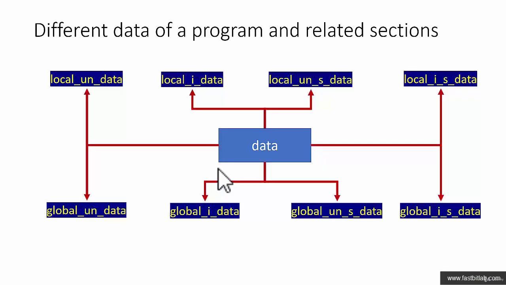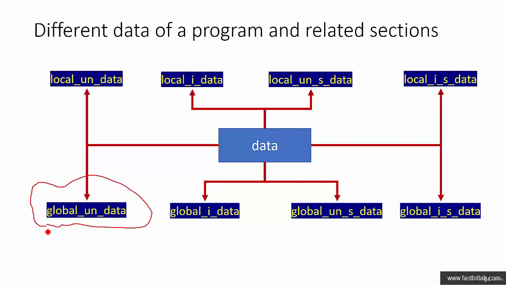Hey, welcome back. In this lecture, we are going to explore different types of data in a program. Data comes with different variations or types. Here in this diagram, you are seeing such variations of data. First of all, data can be global data. Let's start from here, global data. And that global data can be either initialized or uninitialized.